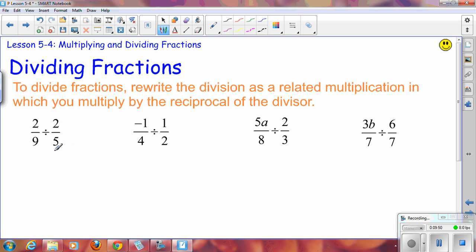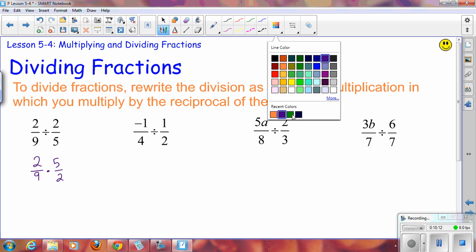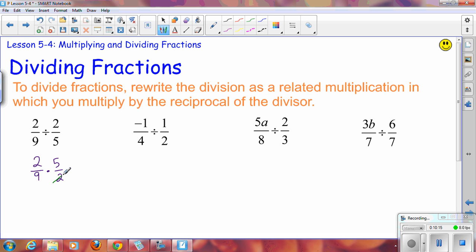2/9 divided by 2/5. Okay, we're going to rewrite this division problem as a multiplication problem, and the second number is going to be flipped. So we rewrite the first number, 2/9. We put a multiplication sign instead of a division sign, and we flip the second one. It becomes 5/2 instead of 2/5. Then, because we can, we go ahead and simplify. Our 2's are both divisible by 2. Okay? Then, 1 times 5 is 5, and 9 times 1 is 9. So the answer is 5/9.